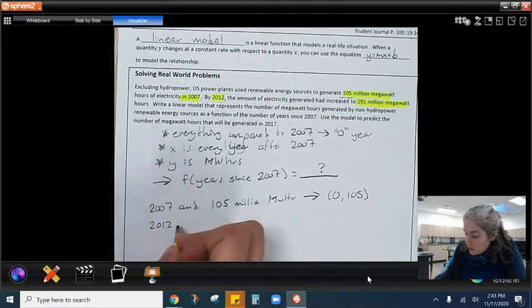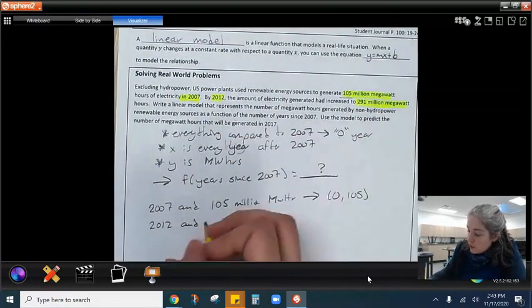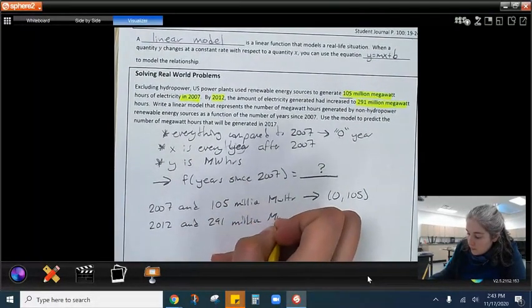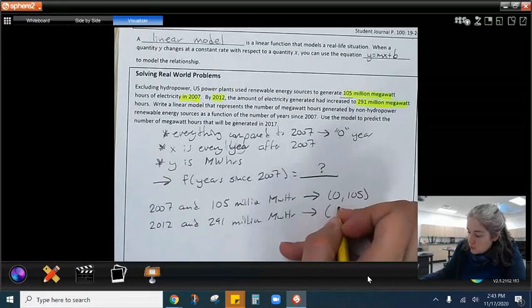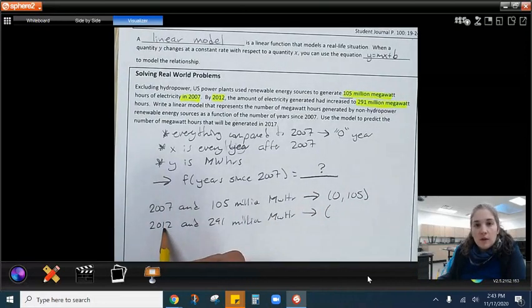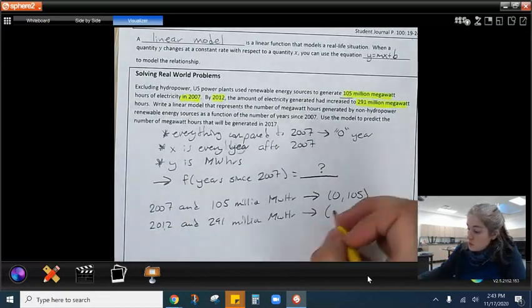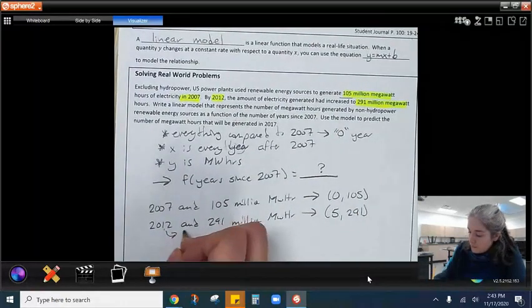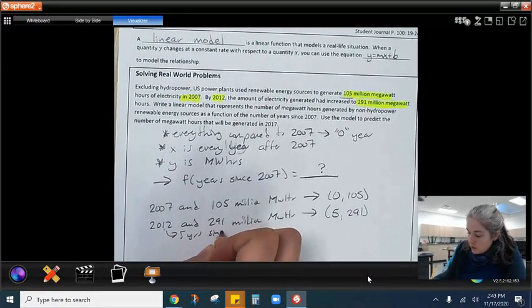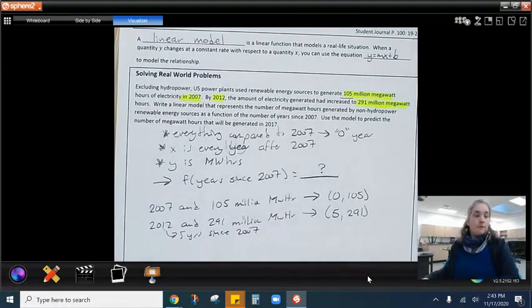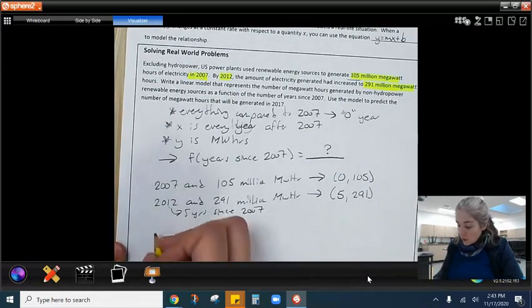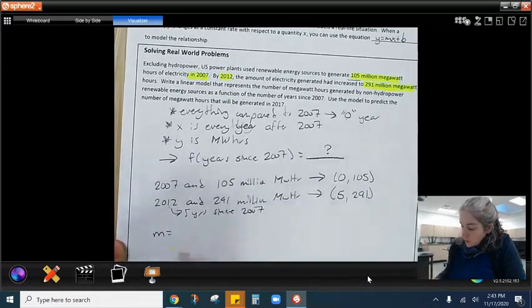The next one they gave us was in 2012. There was 291 million megawatt hours. So let's translate that into, well, how many years since 2007 is 2012? That'd be 5, right? So this would be 5 years since 2007 and 291. So now that we've got 2 points here, we can find our slope, right? We can find our slope.